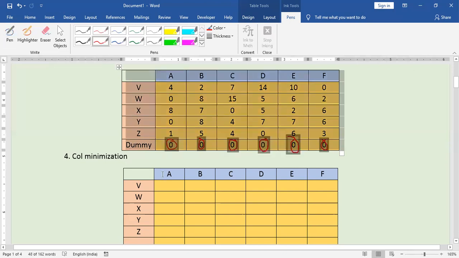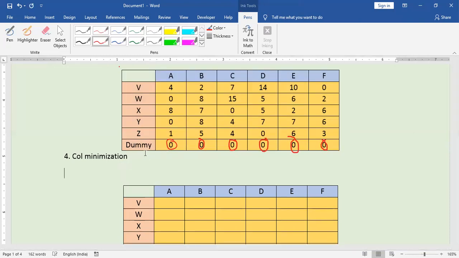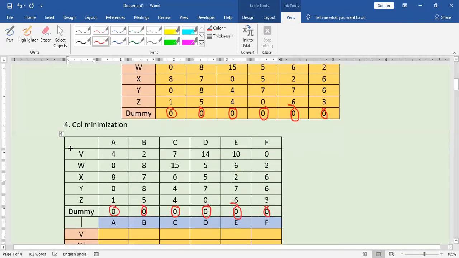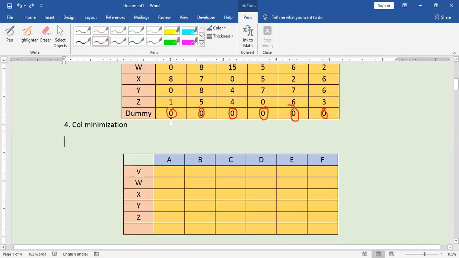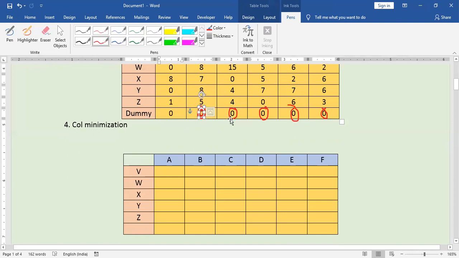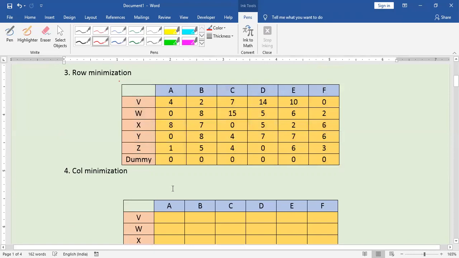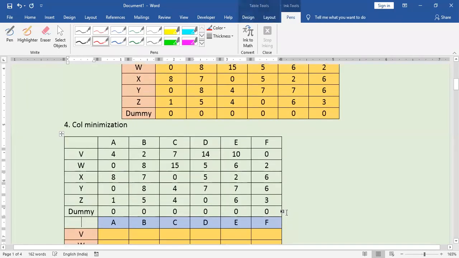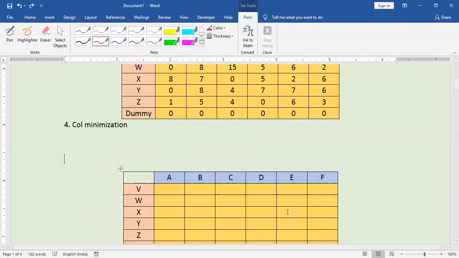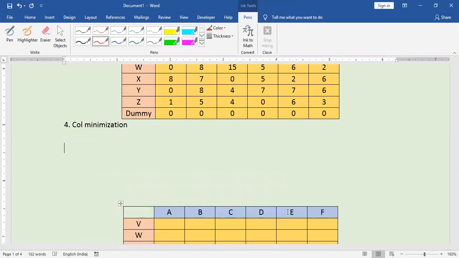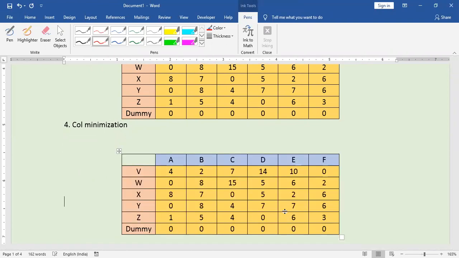So I'm going to do copy paste, right? Control C, Control V, the same table. I'm going to remove the zeros, because they create problems in copy paste. So after column minimization, we get this table.